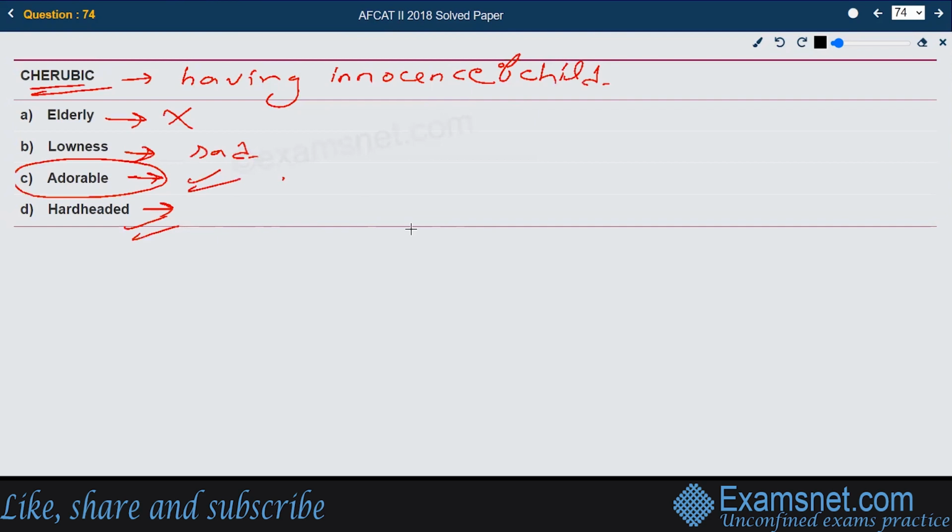Adorable means something which you want to praise, something that is good, that looks good, that looks pleasant. That is what adorable means. So that matches its sense with cherubic, as it means having the innocence of a child, and that is praiseworthy also, or adorable also. So the right answer is C, adorable.